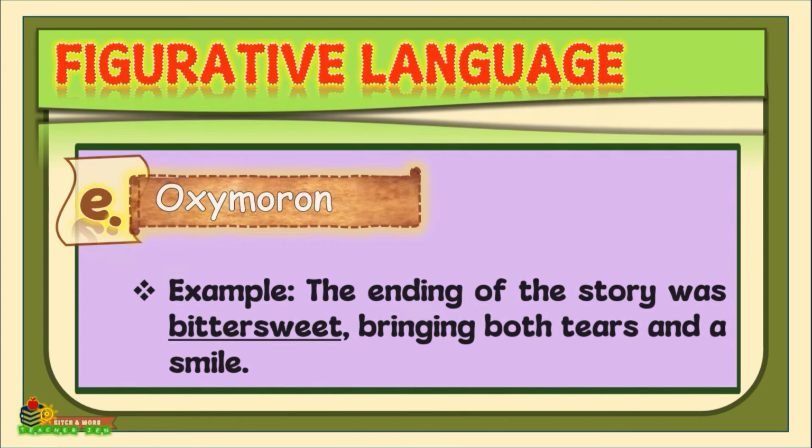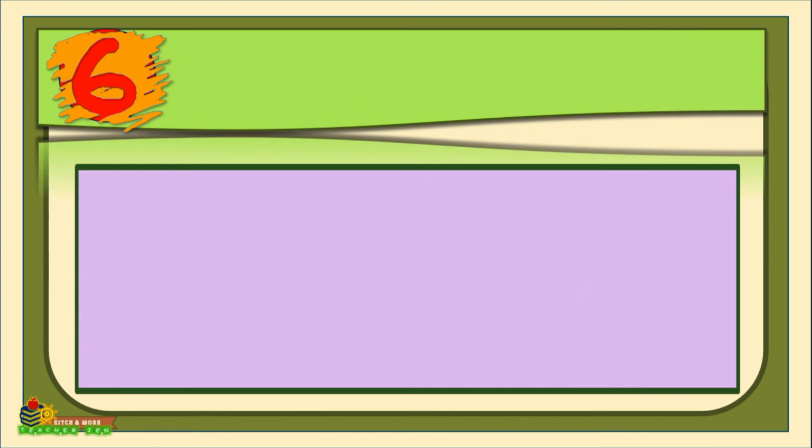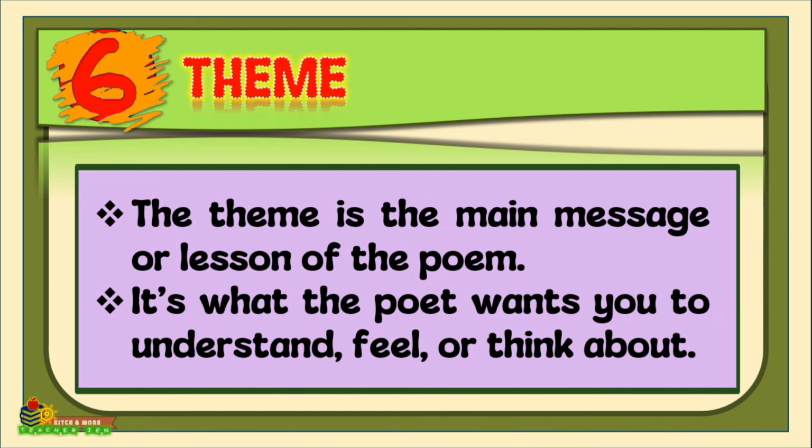Now that we've explored the sound, structure, and language of poems, let's talk about one of the most important parts, the theme. The theme of a poem is the big idea or the main message. It's not just what the poem is talking about, it's what the poet wants us to understand or feel. Think of it as the lesson or meaning behind the words. Sometimes the theme is very clear. Other times, we have to read carefully and think deeply to find it.